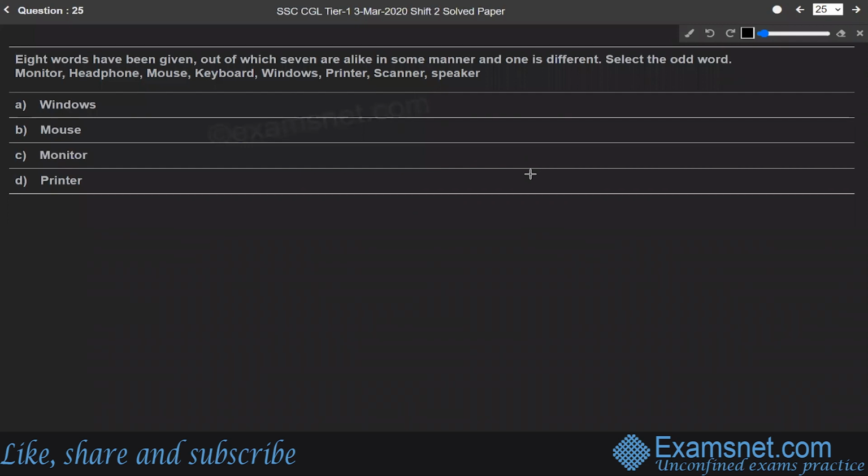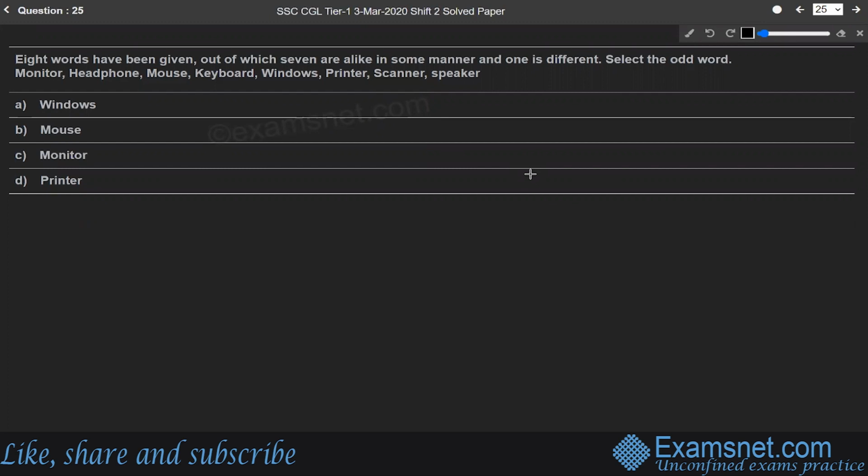Next question is 8 words have been given, out of which 7 are alike in some manner and 1 is different. Select the odd word. So let us have a look towards all the words: monitor, headphone, mouse, keyboard, windows, printer, scanner, and speaker. We have to identify the odd word. Odd word means the word that is different from all the other words.